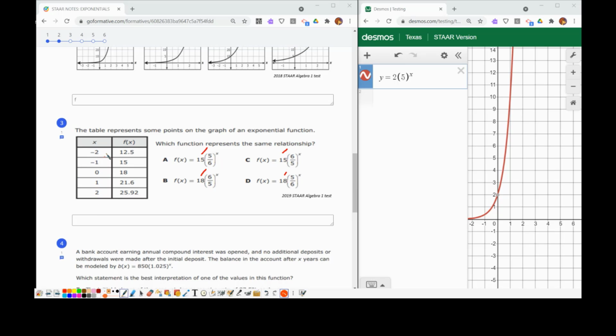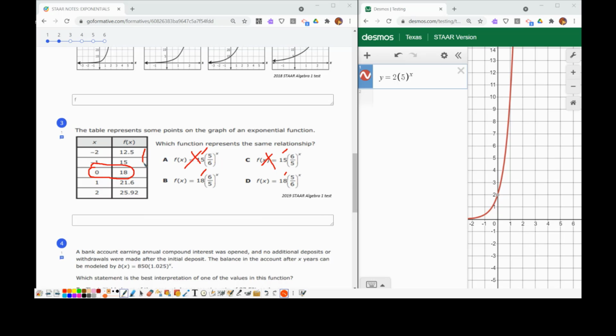How do I find the y-intercept on the table? You just look for the zero. The number that is next to the zero is your y-intercept. In this case, I see that my y-intercept is 18. So that means I can eliminate letter A and letter C because they both have a y-intercept of 15. So that means my answer is going to be either B or D.